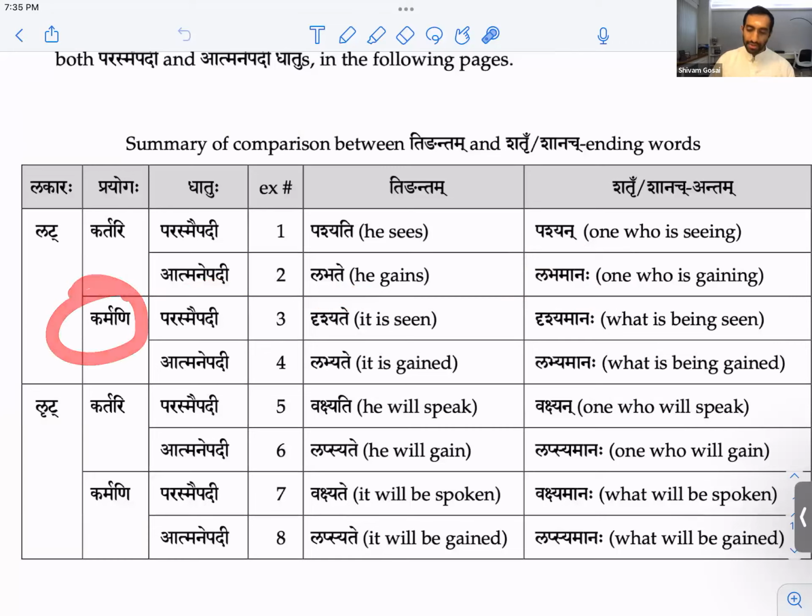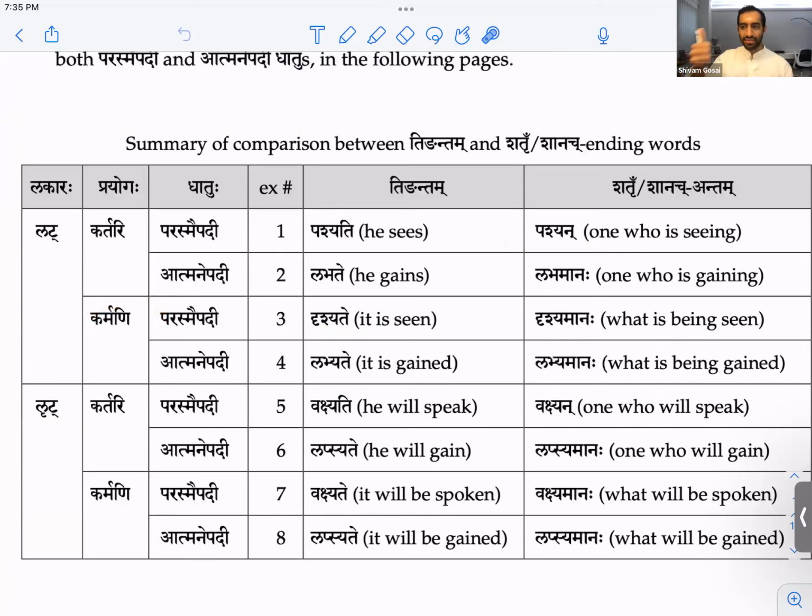When we're doing karmani, remember, no matter what the dhatu is, we're always going to add the atmanepada suffix. So even though drish is parasmaipadi, it's still drishyate as a verb, atmanepada. Similarly, we're going to add the atmanepada suffix Śānac, no matter what. So in karmani, you can't have Shatru. It's only Śānac in karmani.